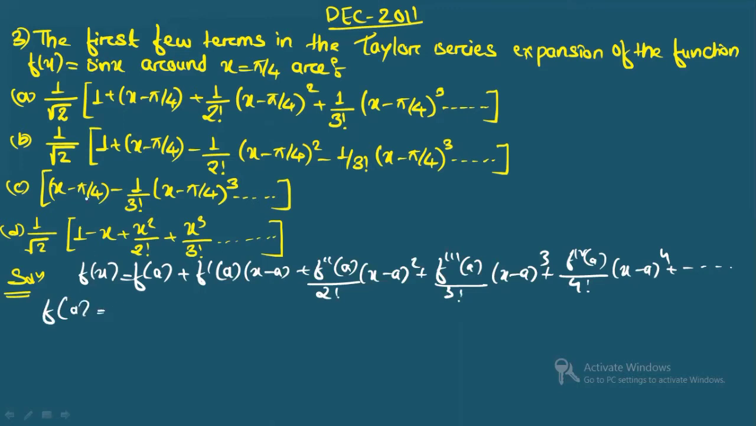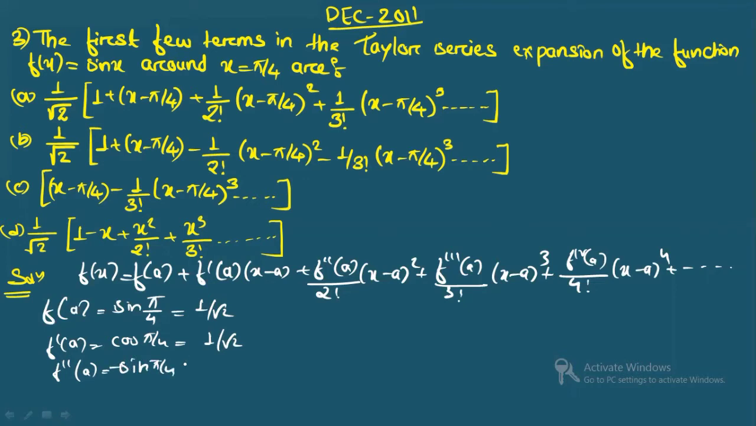f of a will be sine, and instead of x you will put pi by 4. So it equals sine pi by 4, which is 1 by root 2. Now we will see f prime a. When you differentiate the function f(x), you will get cos x, that is cos pi by 4 here, which is again 1 by root 2. f double prime a: cos pi by 4, again you will differentiate, you will get sine pi by 4 but with a negative sign. So again it will be minus 1 by root 2. And this way you can continue.